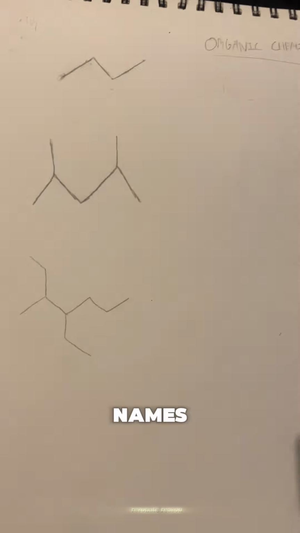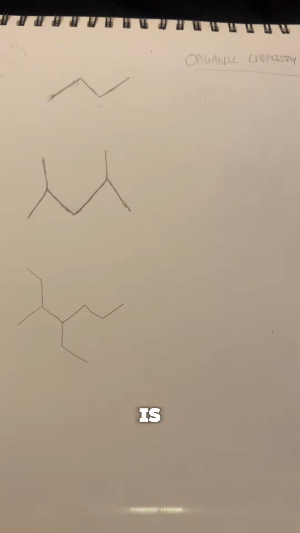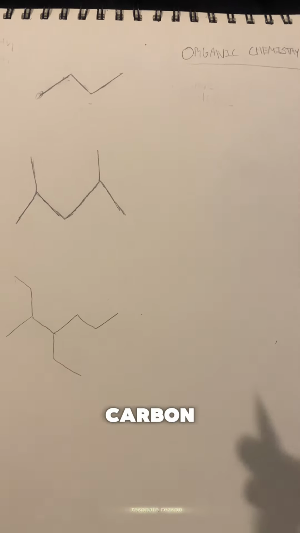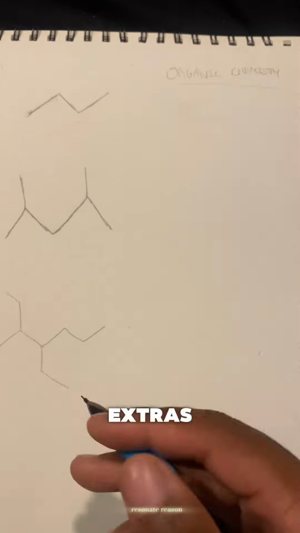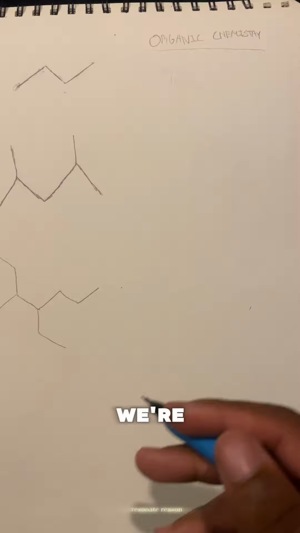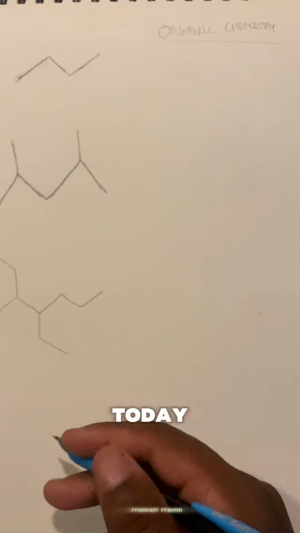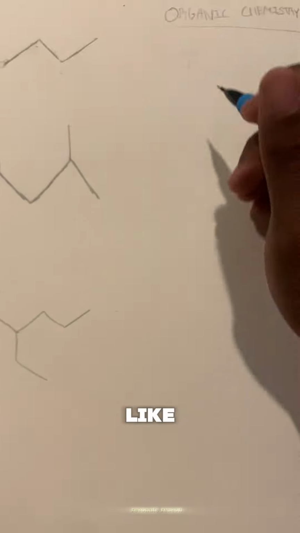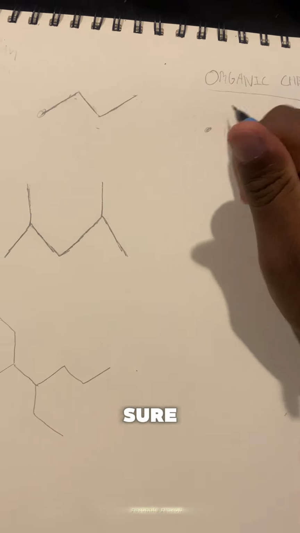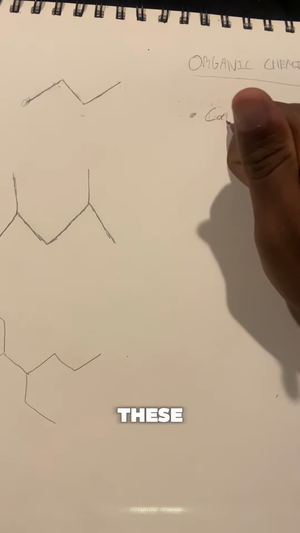Let's go. Alright, the first step of being able to write the names of organic compounds is understanding what an organic compound is. Organic chemistry is the study of molecules or compounds built mainly from carbon and hydrogen atoms, and sometimes a few extras like oxygen and nitrogen. But we're going to be working only with carbon and hydrogens for today. At its core, organic molecules are mostly carbon chains, and we name them based on what the chain looks like. So, when you're solving these, make sure you take note that these are carbon chains.